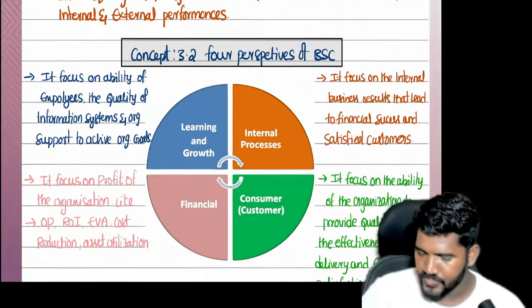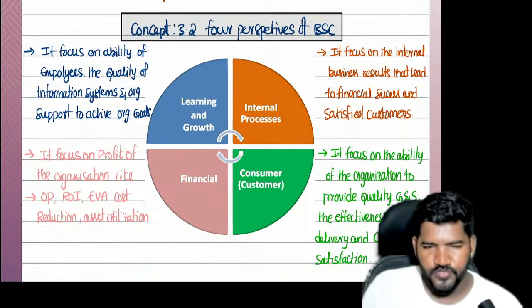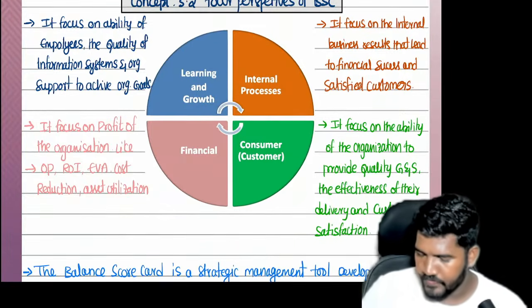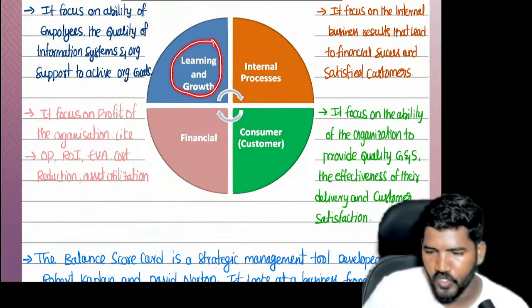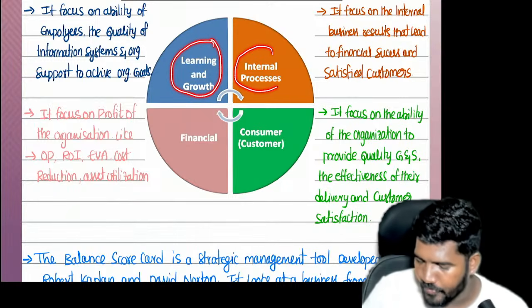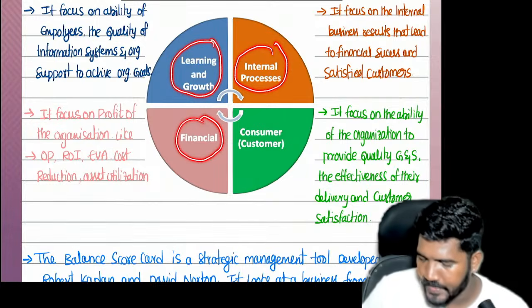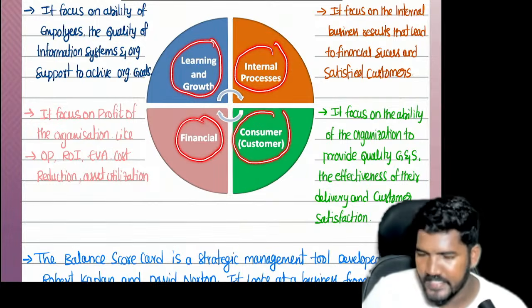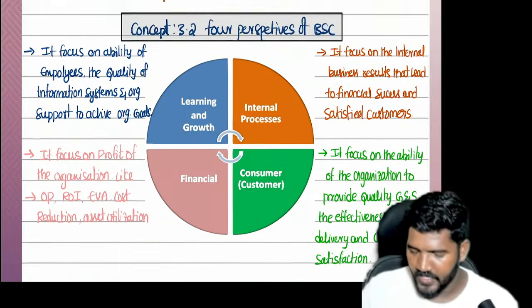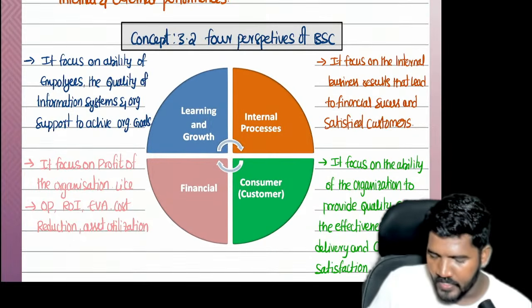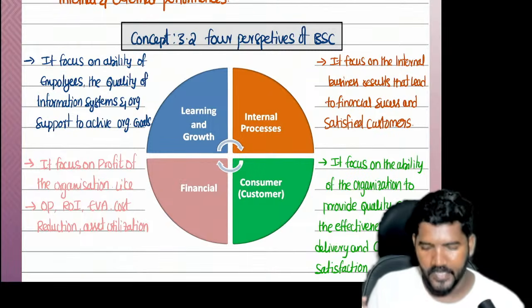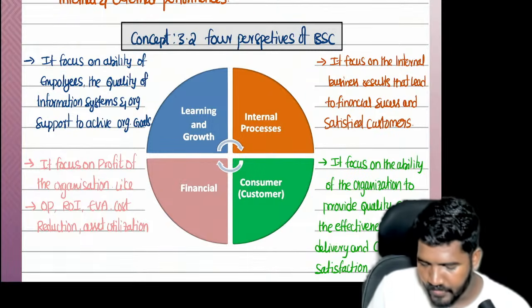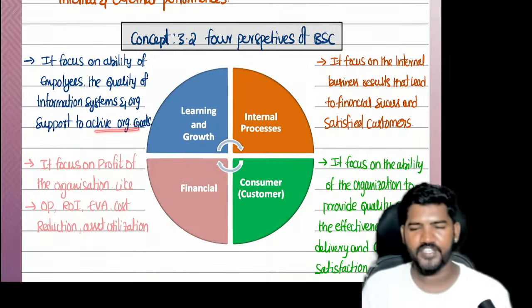Okay. Next, when it comes to the four perspectives of the balanced scorecard, what is the first perspective? Learning and growth. Next, internal process. Next, financial aspects. Next, consumer, which is nothing but customer. Let us check the learning and growth point of view. It focuses on the ability of employees and the quality of the information system and organizational support to achieve organizational goals.